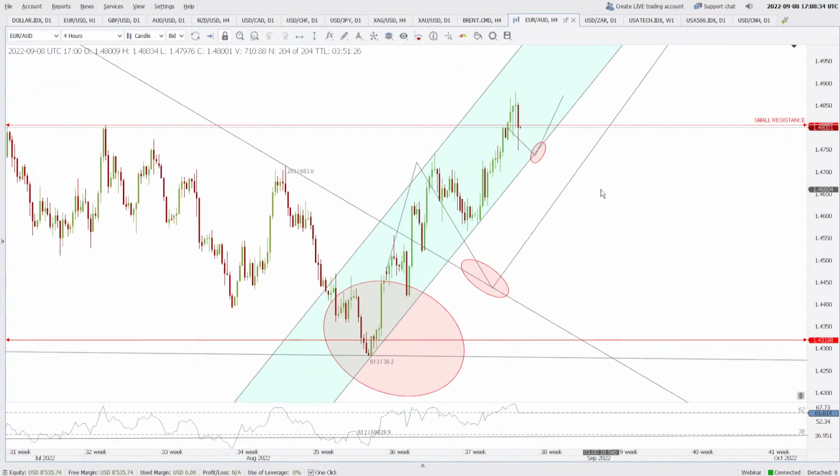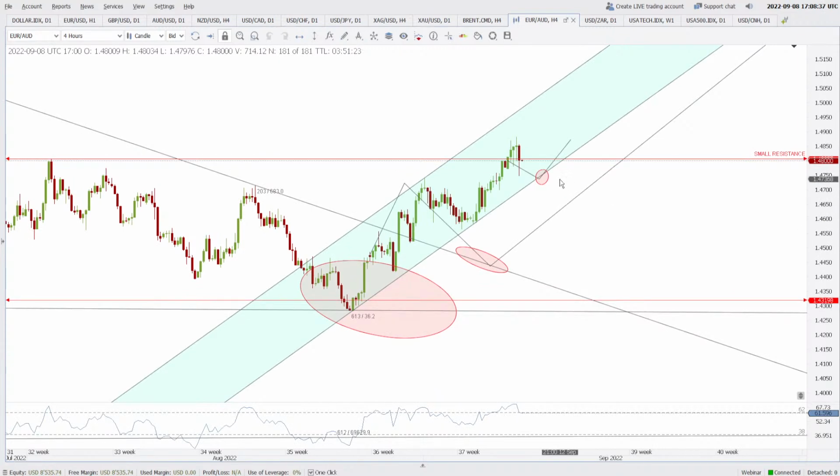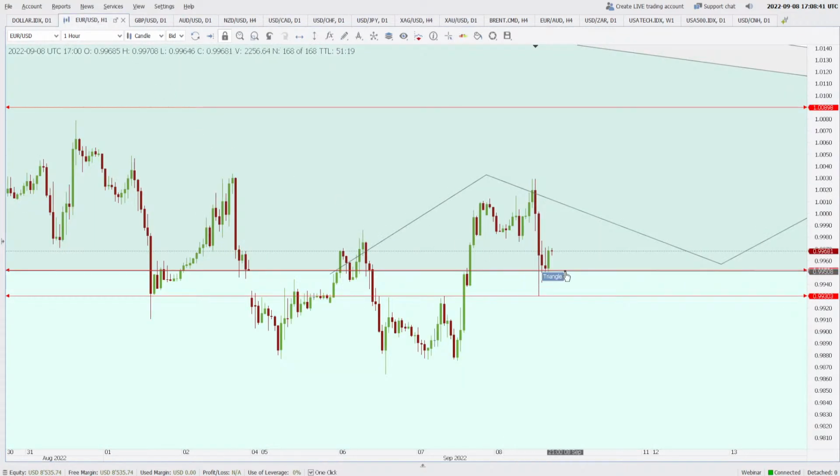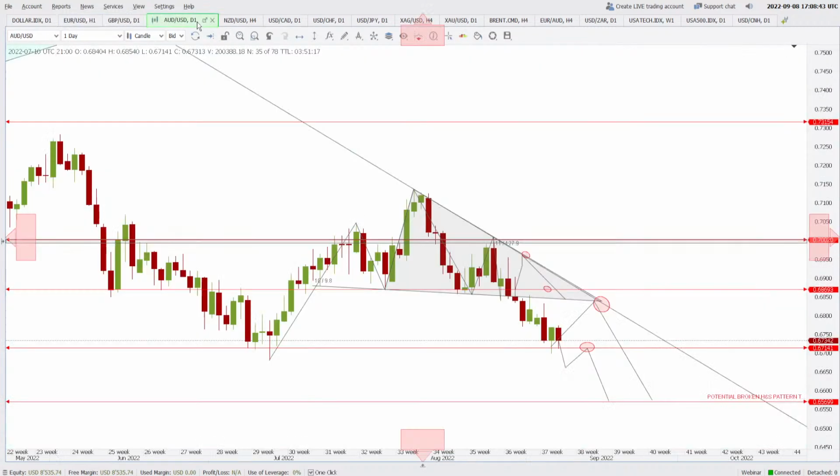That is what I think it is going to do, because overall euro is going to rise and Australian dollar is going to fall. You remember, euro is going to rise because it is finding support here. Australian dollar, as per our analysis, is going to fall, because even if it rises, it is going to fall from here.